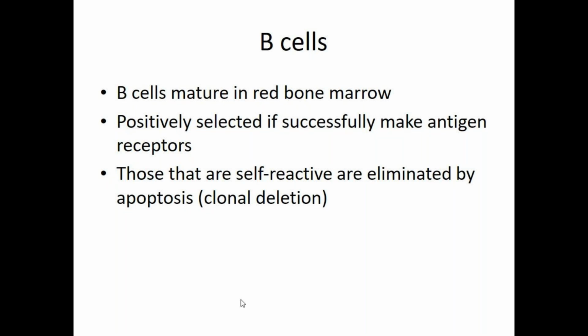Then the negative selection part. The negative selection part is essentially identical to what we see with the T cells. We need to make sure that we're not self-reactive. So any B cell that is self-reactive gets destroyed. Any that is not self-reactive gets moved out and is allowed to seed into the lymph nodes.